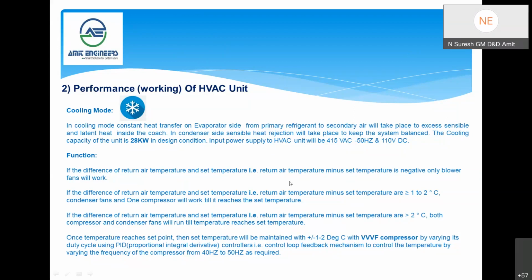What is PID? Proportional integral derivative? Yeah, this is basically the logic for the variable frequency drives. That is the set temperature versus the return air temperature. So by varying the frequency, the voltage is increased and the power of the compressor is increased, to again make it reach the set point. Correct. Okay, fine.